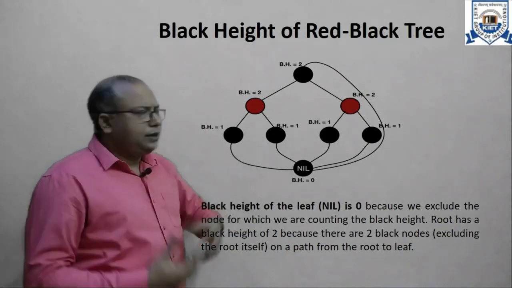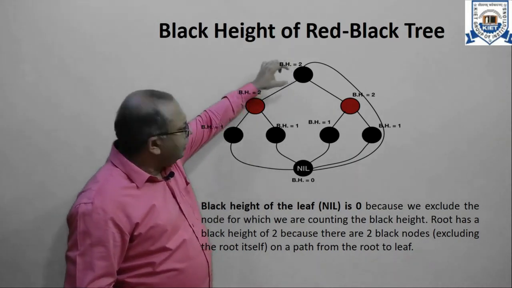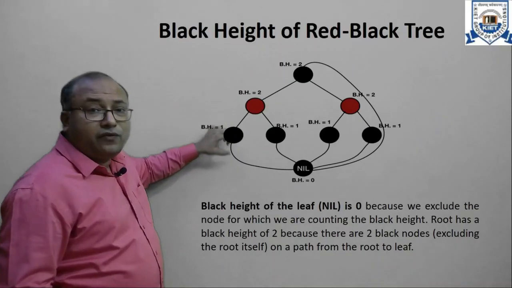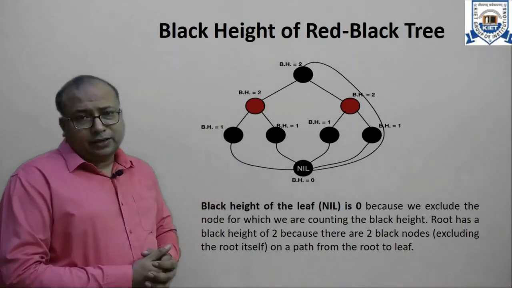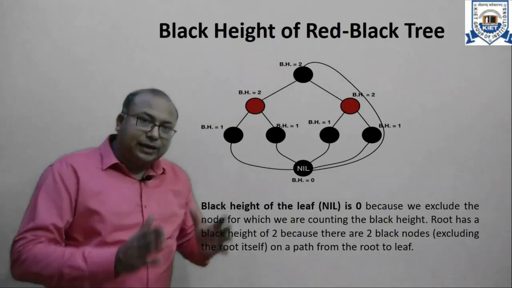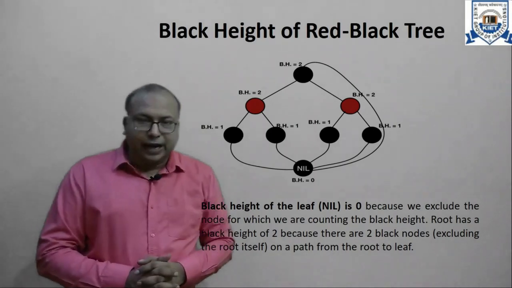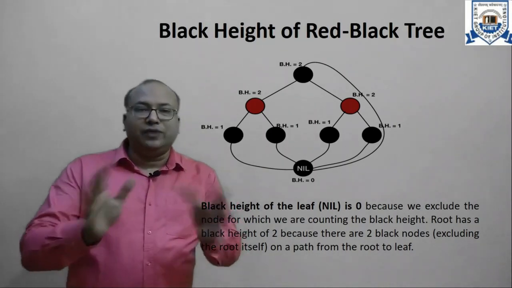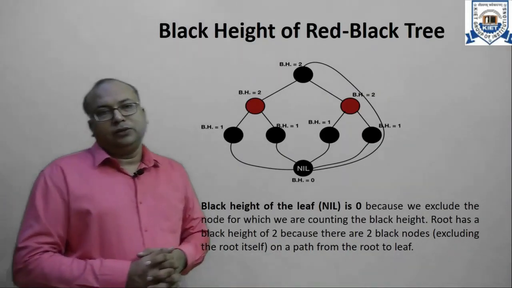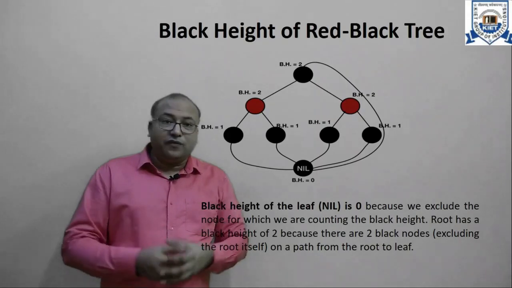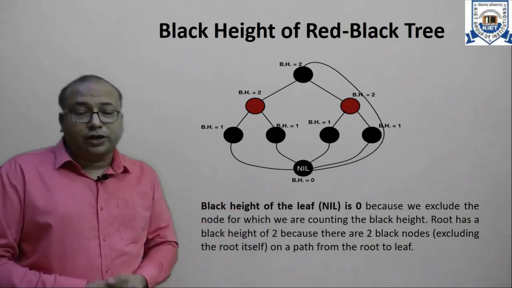So how will you calculate? Just look at this figure. Start from the root and traverse to the leaf nil and find out how many black nodes are coming in that path. The important thing is that for the node on which you are calculating the black height, ignore the color of that node. That means if it is black, you will not count the black of that node. If it is red, then there is no need to count it because it is the red node only.